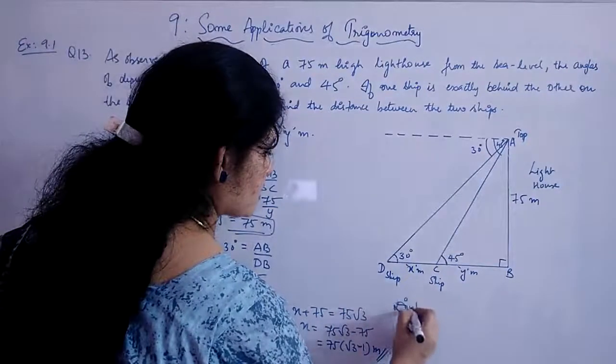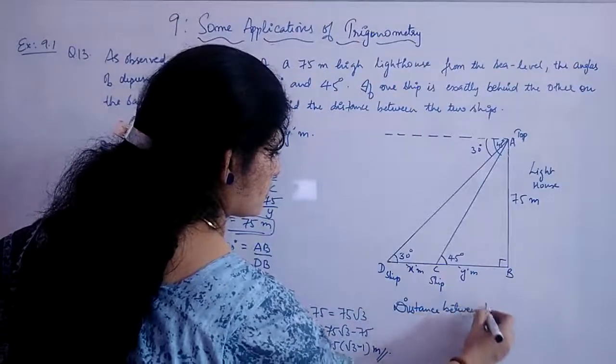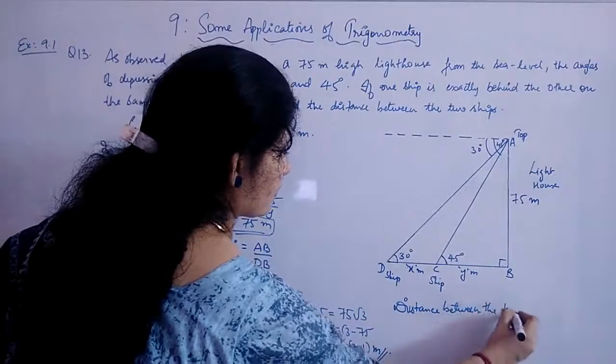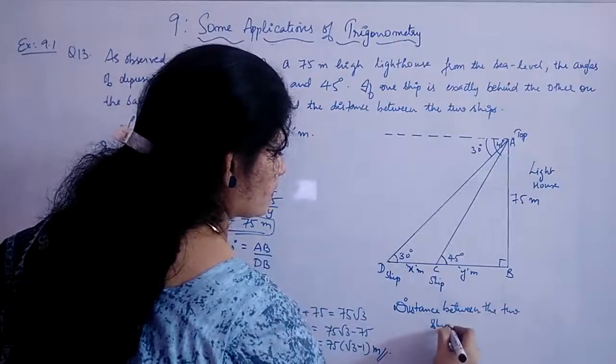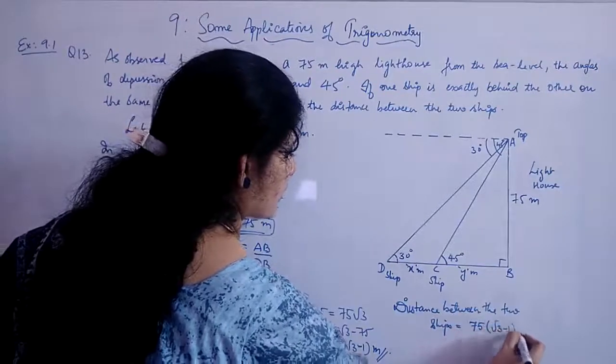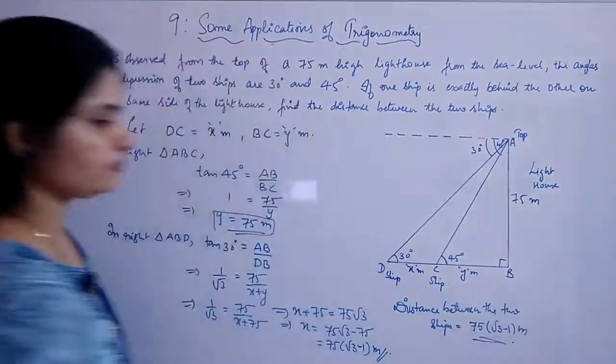The distance between the two ships is equal to 75 into root 3 minus 1 meters. Okay.